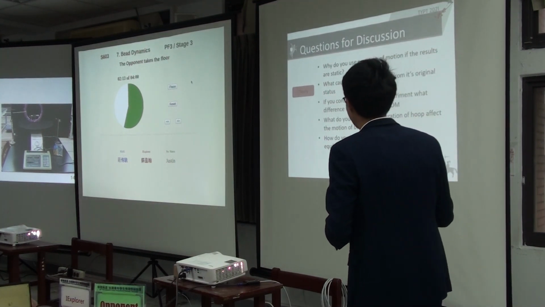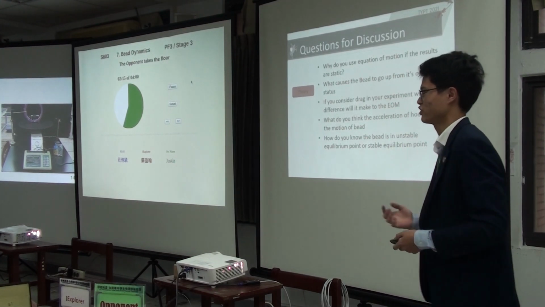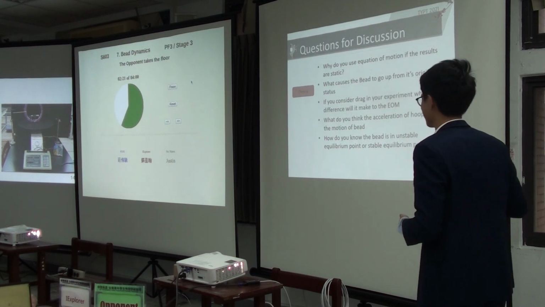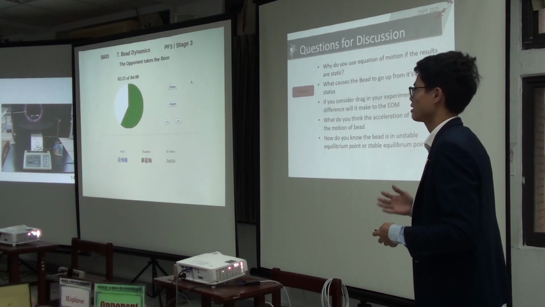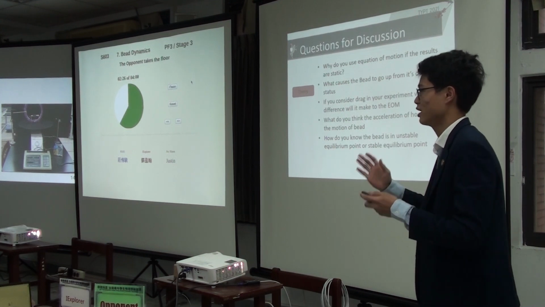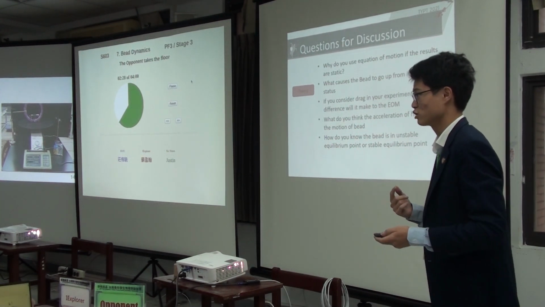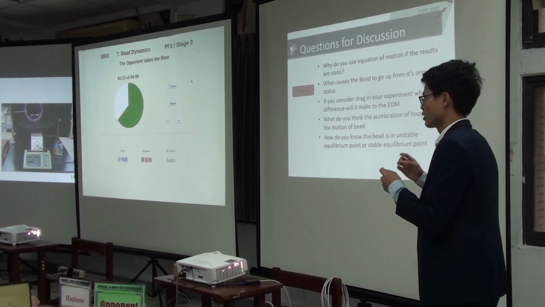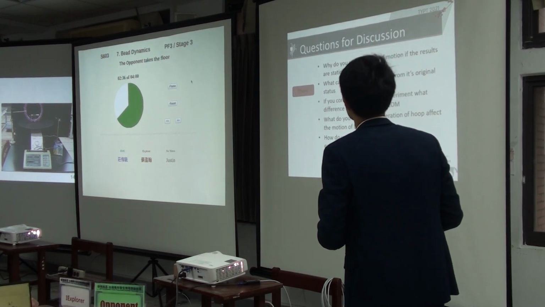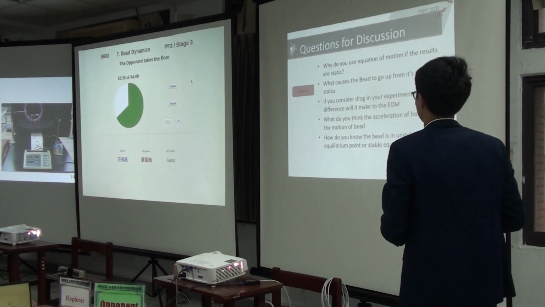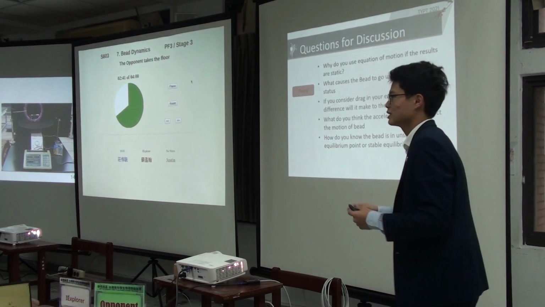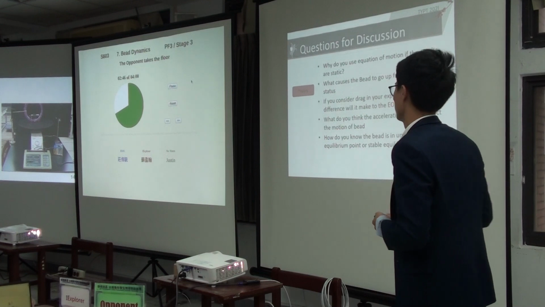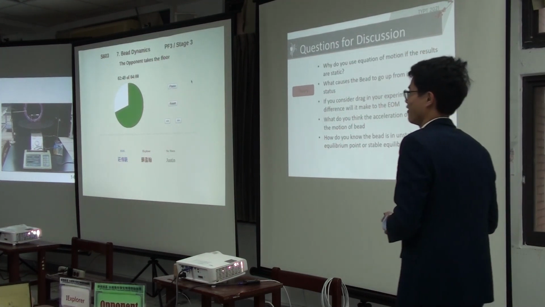And if you consider drag in your experiment, what difference will it make to your equation of motion? And how do you think the acceleration of the hoop affects the motion of the b? Since the reporter didn't say whether he did his experiment at a fixed rotational speed, if there's an angular acceleration for the b or for the hoop, does that affect the experiment? And how do you know the beta is in an unstable equilibrium point or a stable equilibrium point? Since there are two types of equilibrium points in the physics world, what kind of equilibrium point is it in your final result?